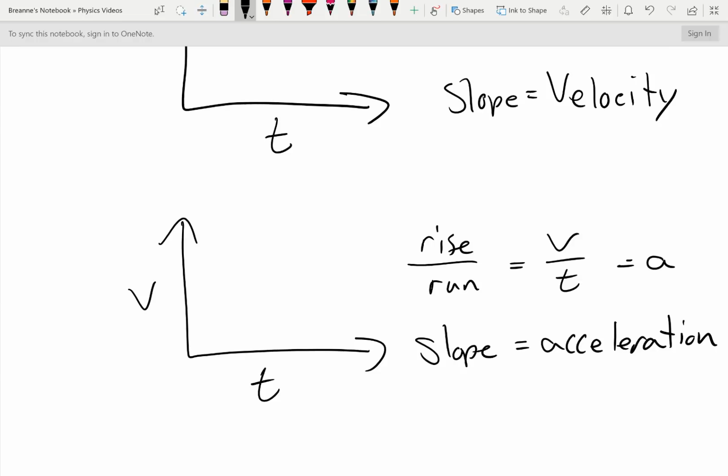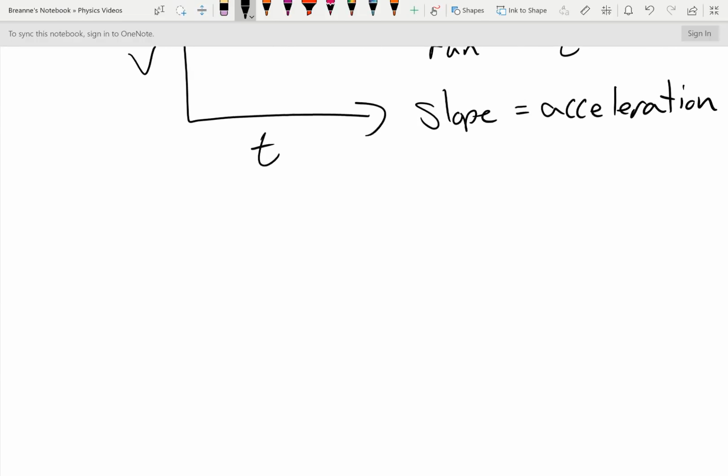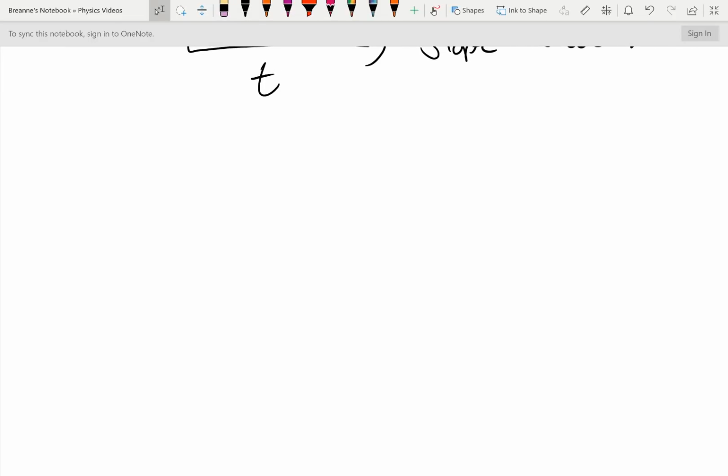What is acceleration? Acceleration is the change in velocity over time. That's basically what acceleration is. It's the change of velocity over time. If you don't have a change of velocity, you don't have acceleration.